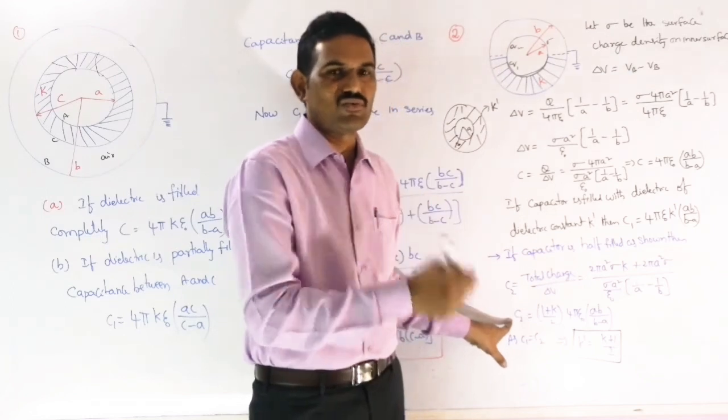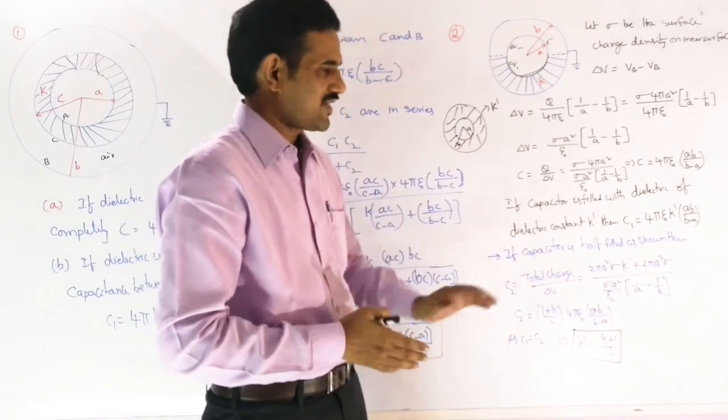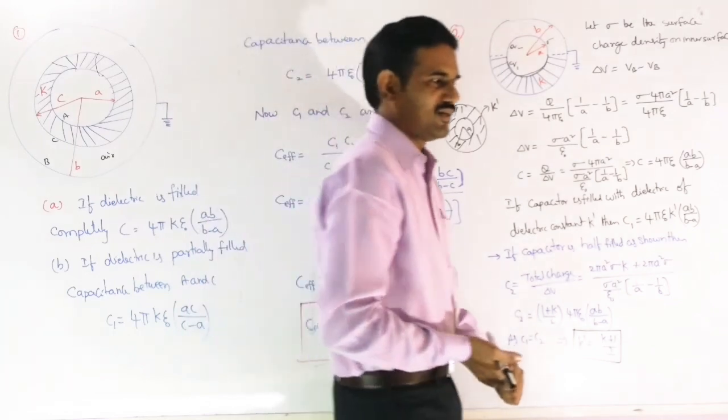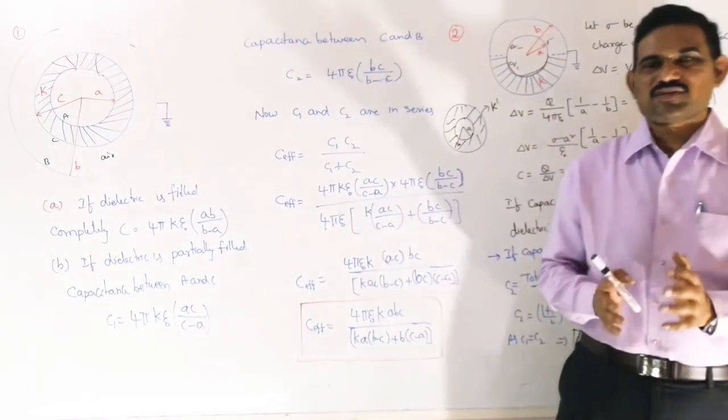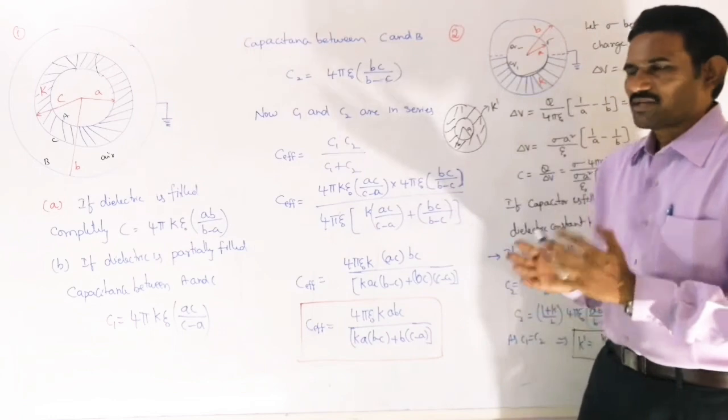So sometimes I will ask only about this C2 here. Then this is a way of calculating the capacitance of the system, right? So these are some problems based on spherical capacitors.